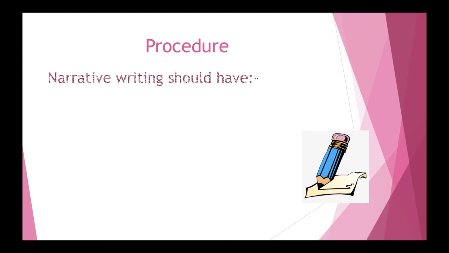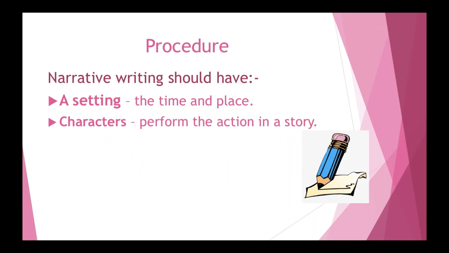Let's look at the procedure for writing a draft. The draft of your story should have a setting and characters. Do you still remember what a setting is? Yes, that is correct, boys and girls. The setting tells the reader when and where the events happened, the time and the place. The characters are the ones who make the actions in your story happen. The draft has a beginning, a middle, and an end.